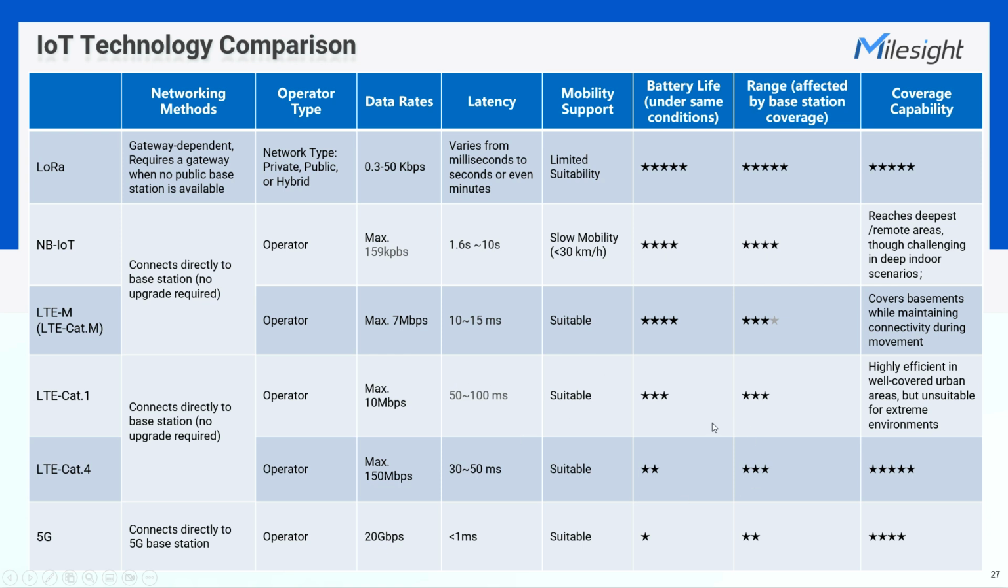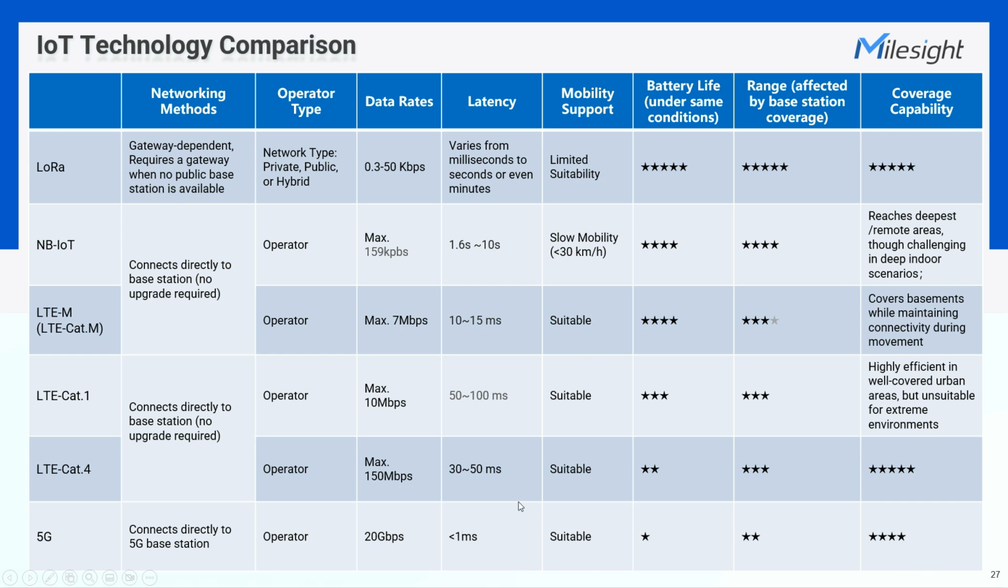4G Cat 1 is like a reliable family sedan. It's super efficient and cost-effective in well-covered urban areas, but it's not for extreme environments. Cat 4 and 5G are like high-speed data trains, built for moving massive amounts of data reliably, even in tough conditions.